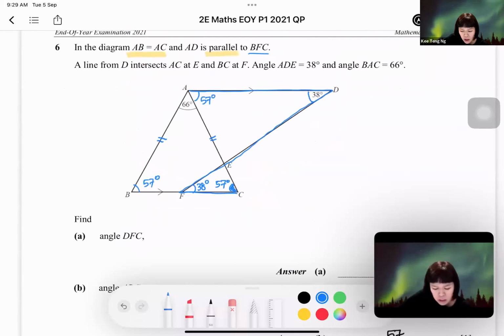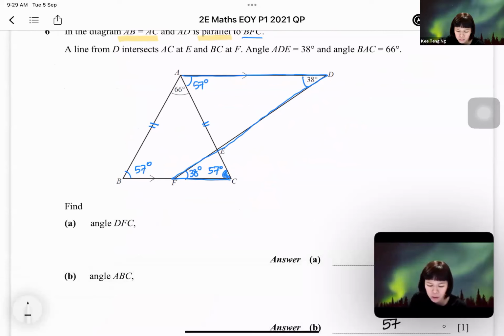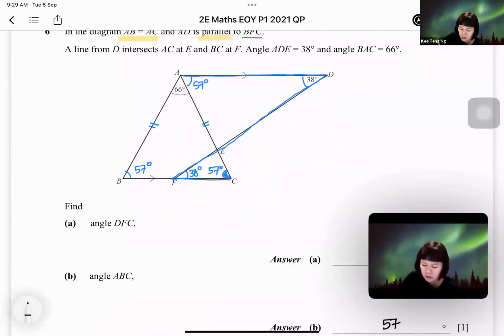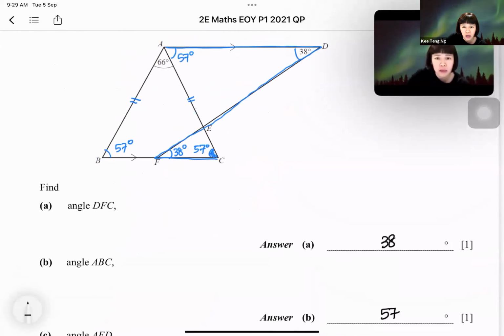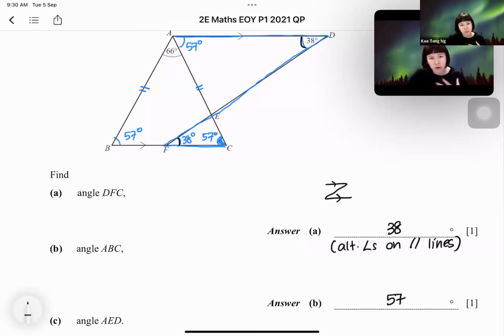So now let's say, find the following. They say intersect at E, and then find the following angle. First one, find DFC. This one shouldn't be a problem. Angle DFC, given answer, straight away 38. But we are doing revision, right? Please practice. This one is given, this is 38, this is 38, letter Z. This is given by alternate angles on parallel lines. So for those of you who have gotten the answer correct, please do add in one more portion. Write down the reasoning. Practice and write down the reasoning as well.